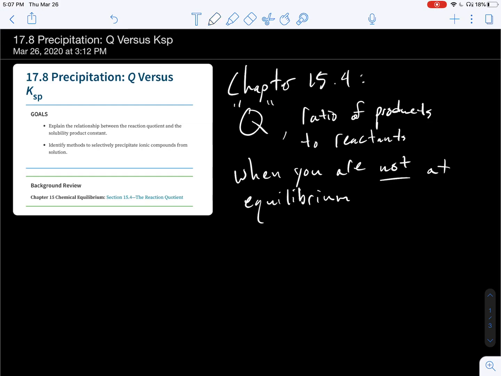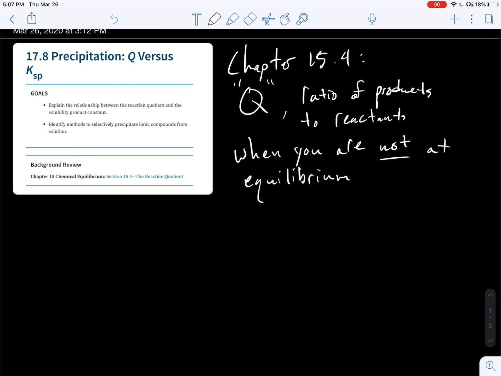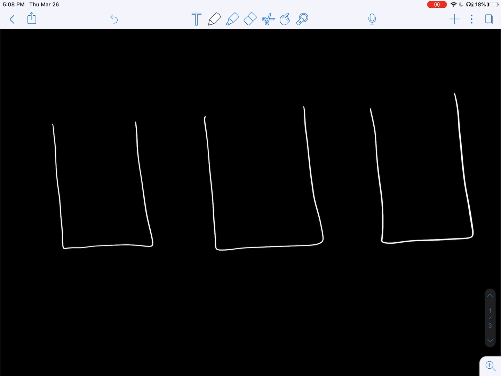So if we want to look at this in the context of a dissolved compound, let's use sodium chloride as an example here. So let's have three situations here. Actually going to scroll down here. We'll start in the middle here. This is a saturated solution of NaCl. So remember, it's perfectly saturated. It's at the maximum amount of dissolved compound. That means we are at equilibrium. This is at equilibrium.